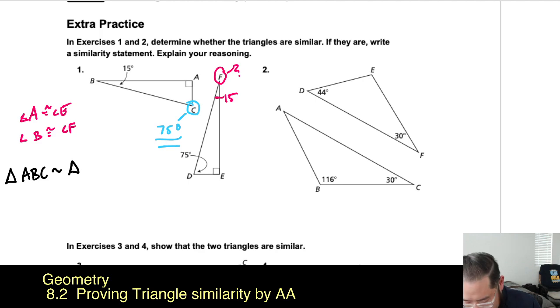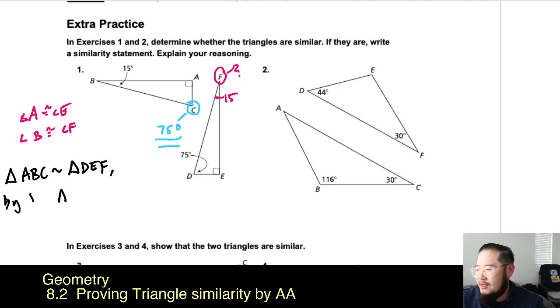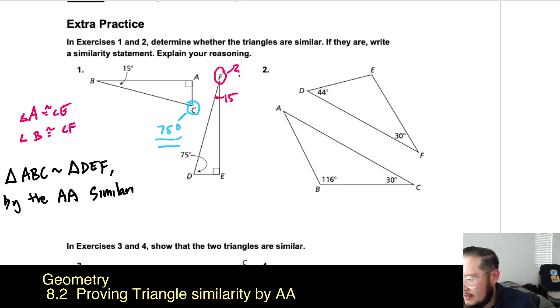And the reason that we can use is by the Angle-Angle Similarity Theorem. And there we go. We now put together number 1. Let's take a look at number 2. All right, so we have a few angles here that we could try to figure out. Angle E we can find right here.